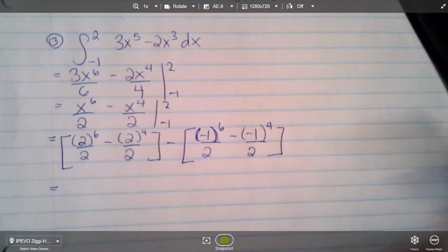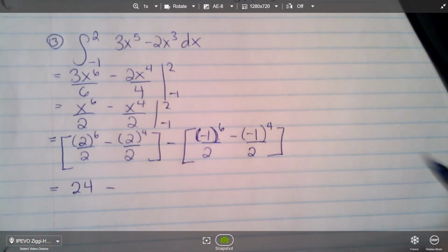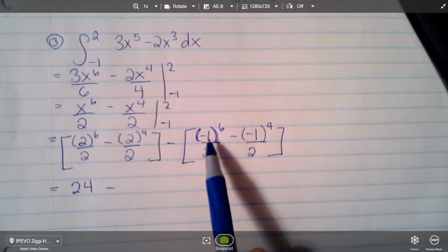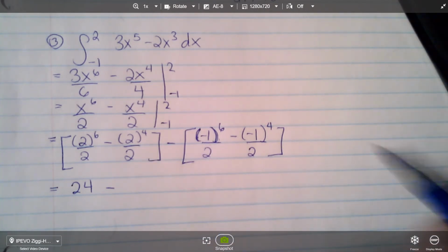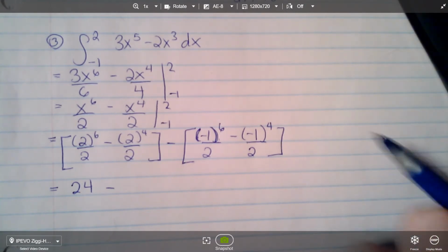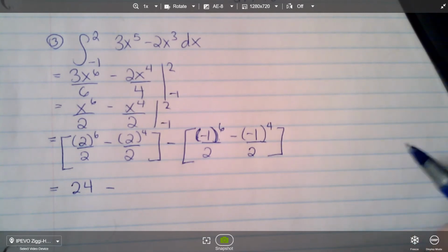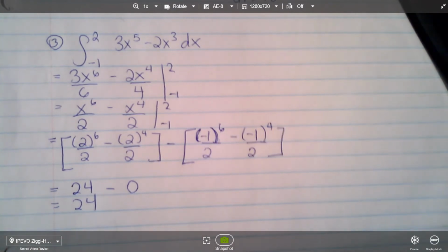Alright, so over here we've got 2 to the 5 minus 2 to the 3, 24 minus negative 1 to the power of 6. Like I said, it should be positive 1, so make sure you've got that bracket on there. So we're going to have 1/2 minus 1/2. I think we're getting 0 there by the looks of it. So 24 units.